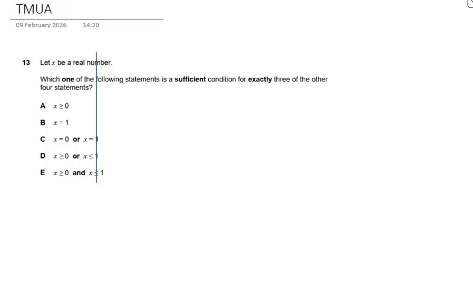Now let's begin. Statement A, x greater than or equal to 0. Let's assume x is greater than or equal to 0. Now we test the other 4 statements. First, does x greater than 0 force x is equal to 1? No, x could be 2, 5, 10 or any positive number. So that one is not automatically true. Second, does it force x is equal to 0 or x is equal to 1? No, x could be 3. So that is not guaranteed.